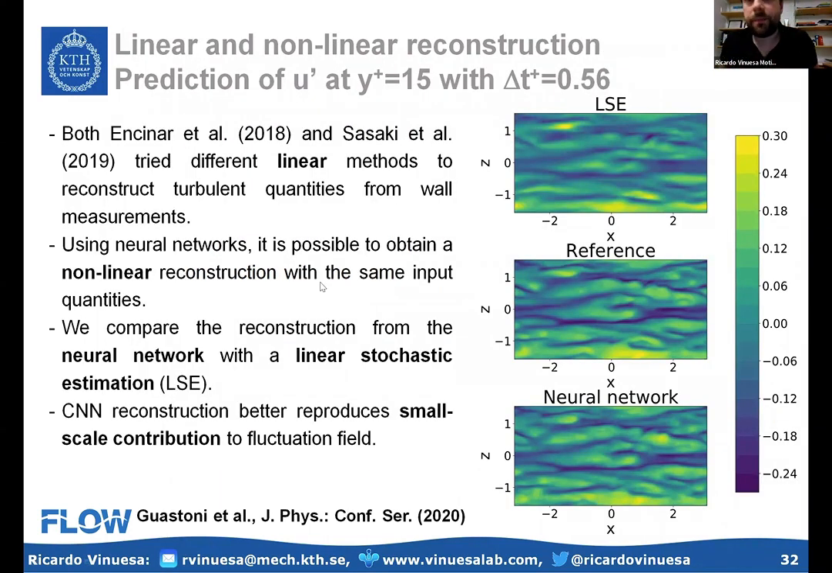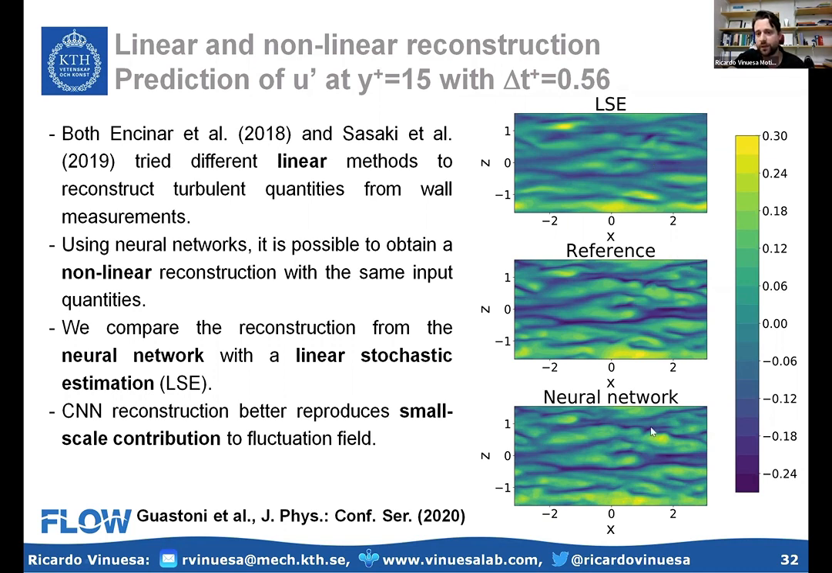What I'm showing here are the characteristics of this turbulent flow. You can see these streaky structures that are very typical of turbulence. The first row is the linear result, the linear stochastic estimation. The second one is the reference, and the third one is the neural network, so the nonlinear prediction. This is the streamwise velocity fluctuation at y plus 15. So that's the near-wall peak of fluctuations, the region of strong turbulence intensity. And what we want to match is the second row.